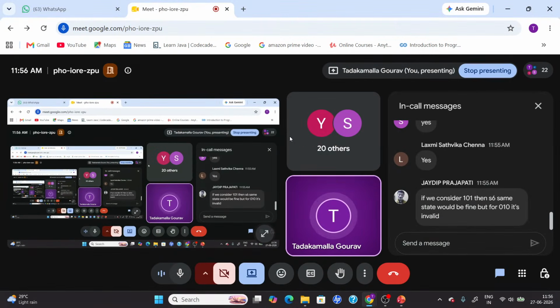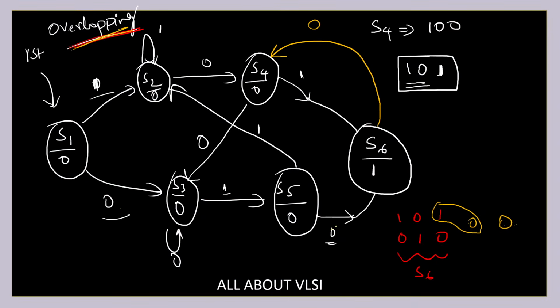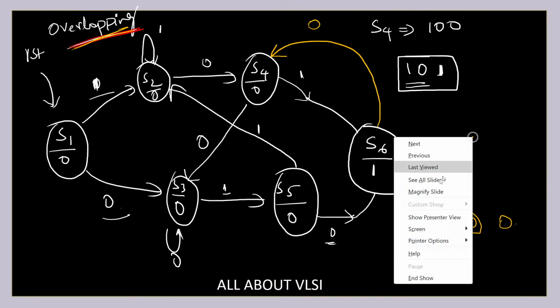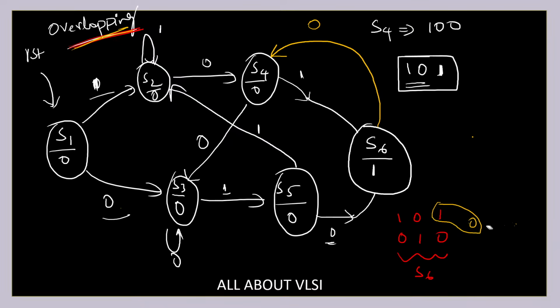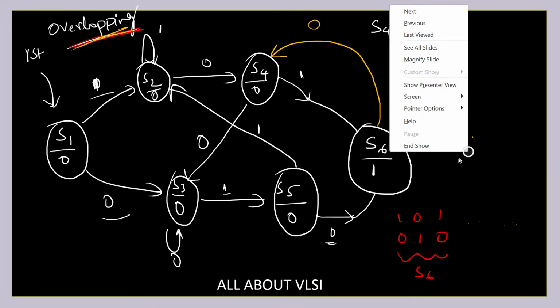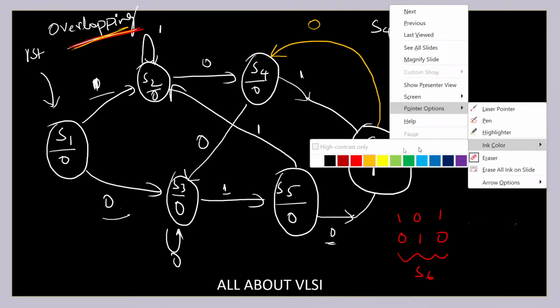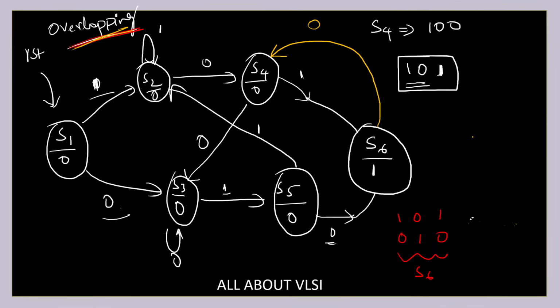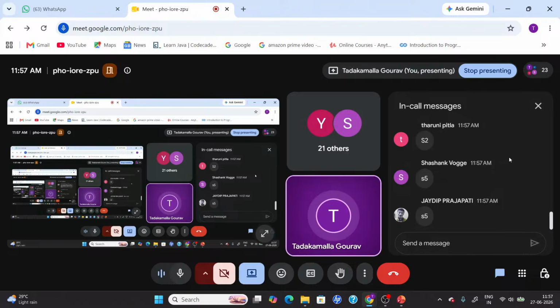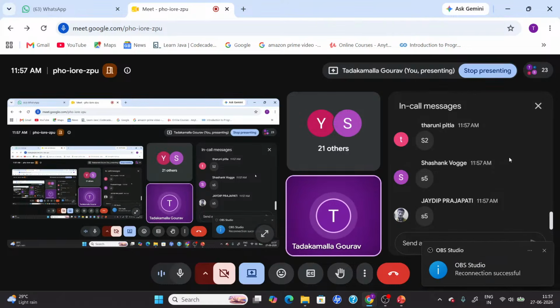Okay. Now, coming to this one, 010. Let me erase this. Okay, this is fine. This was the case when I was getting 0. Now, can anyone tell me, instead of 0, if I am getting 1, what should be the next state? Okay, I got 3 answers. What about others?